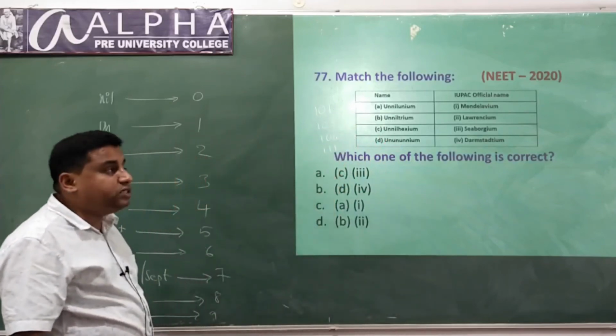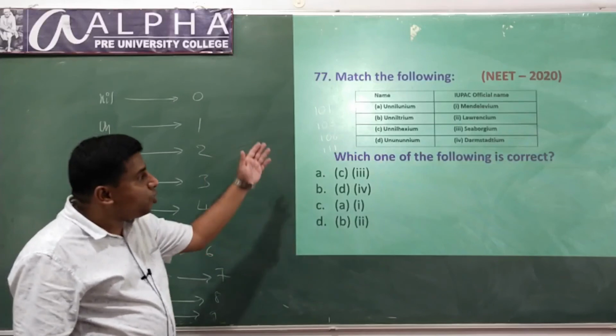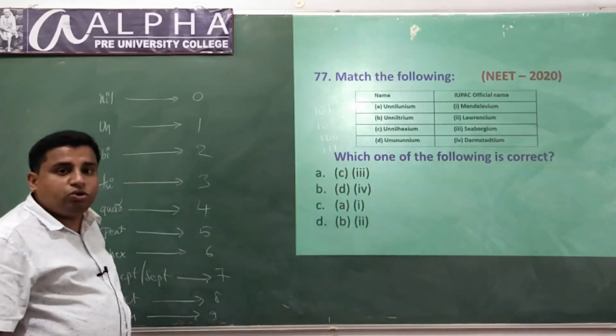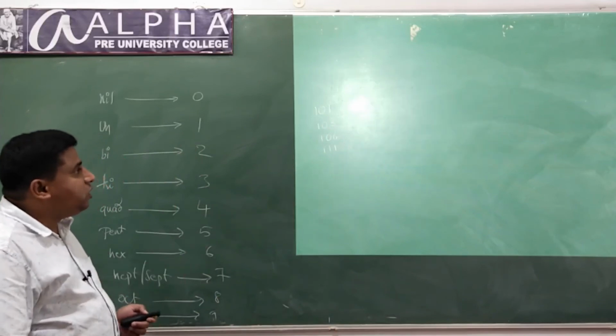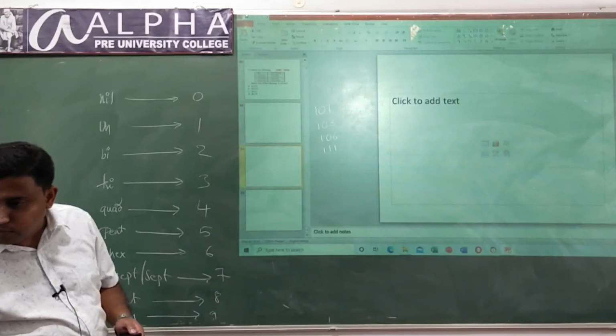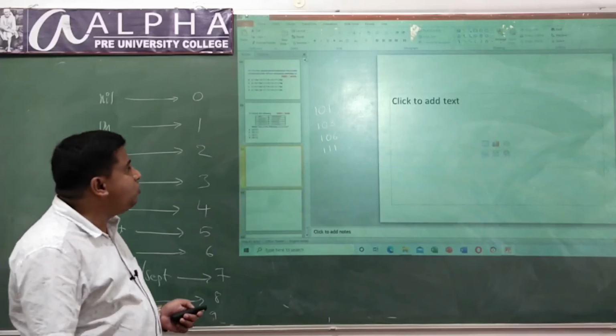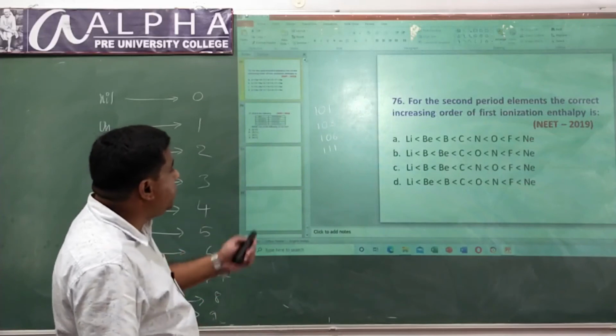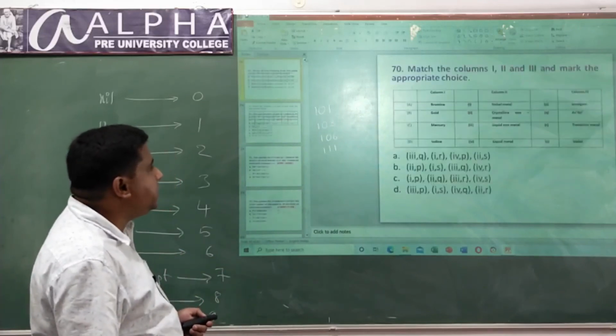So we should match these elements with the proper name of the corresponding element. That means we have to refer back to the periodic table. We'll go back to the periodic table. So which are those elements, by the way? We have 101, 103, 106 and 111.